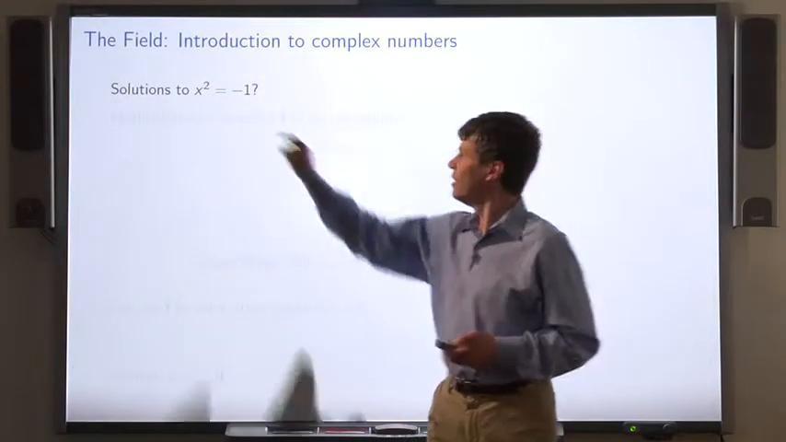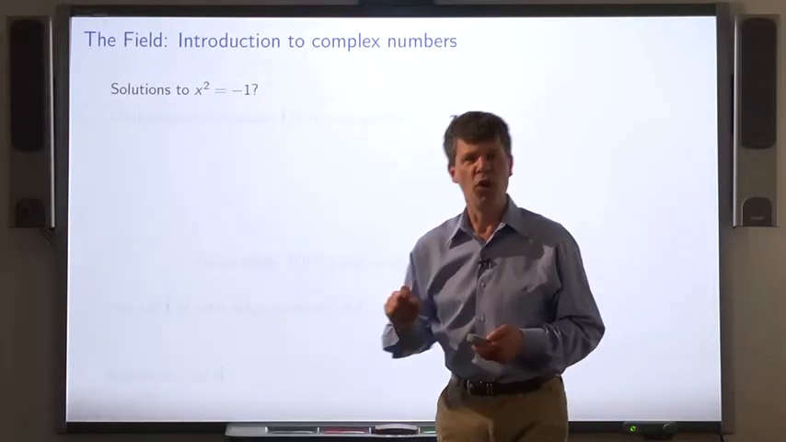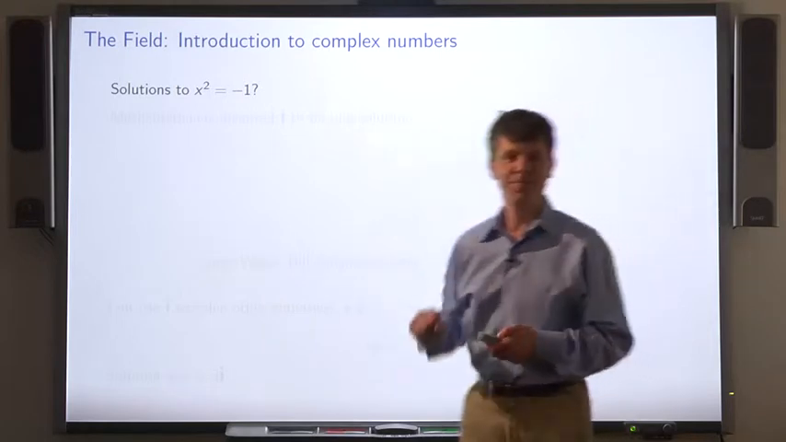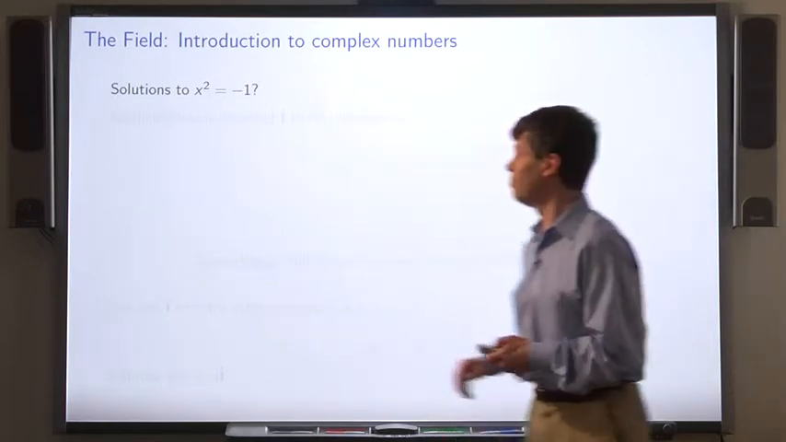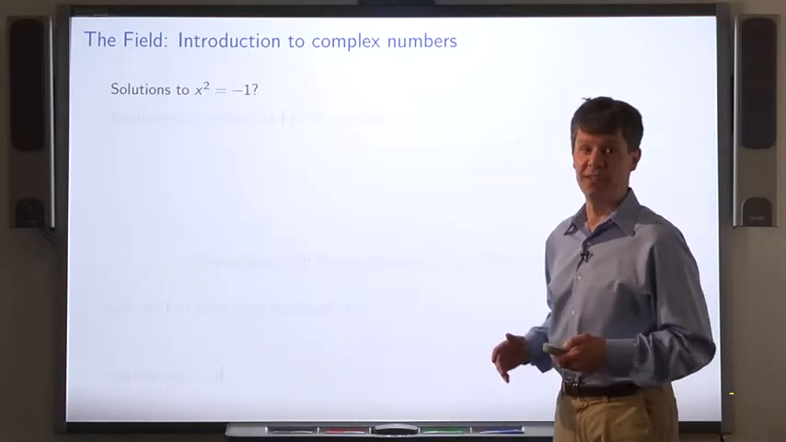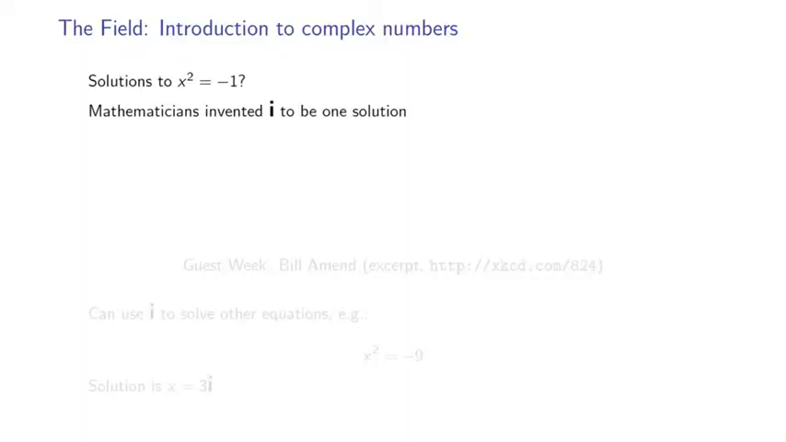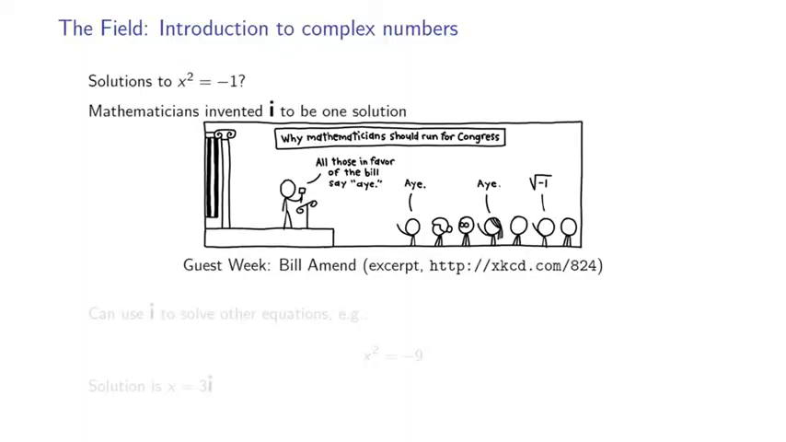Here's an equation: x squared equals minus 1. What are the solutions? Well, if we stick to the regular numbers, the real numbers, there aren't any solutions. Mathematicians invented i to be one solution.